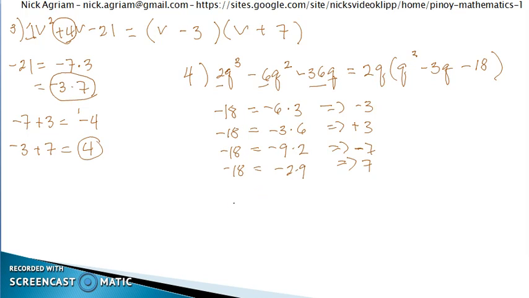Okay, then we are ready. I will put it here: 2q. We have 2 parentheses. We have q first there. We have q, and then we have negative 6, as we said, and we have positive 3.